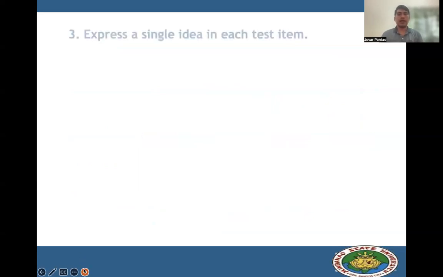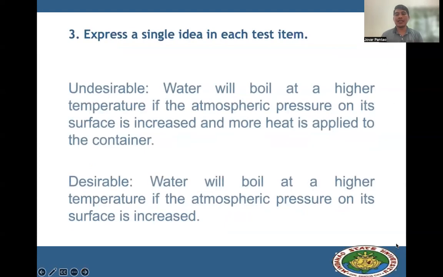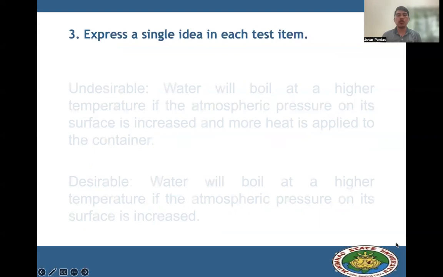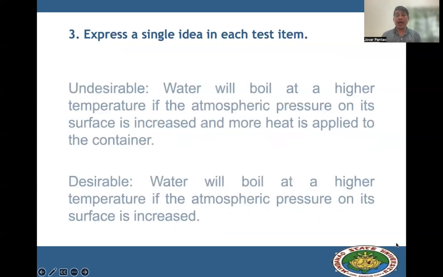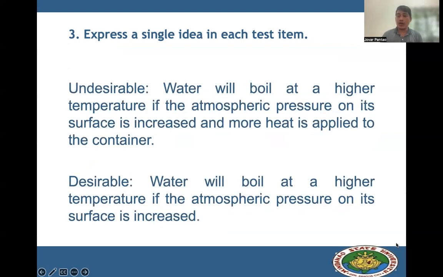For rule number 3, express a single idea in each item. Meaning to say, you don't have to put many ideas in one item. Remember, we are supposed to be stating absolutely correct or absolutely incorrect information. So let's look at this example. We label this undesirable because there are two or more ideas in the first statement. The item is stated this way: water will boil at a higher temperature if the atmospheric pressure on its surface is increased and then more heat is applied to the container.